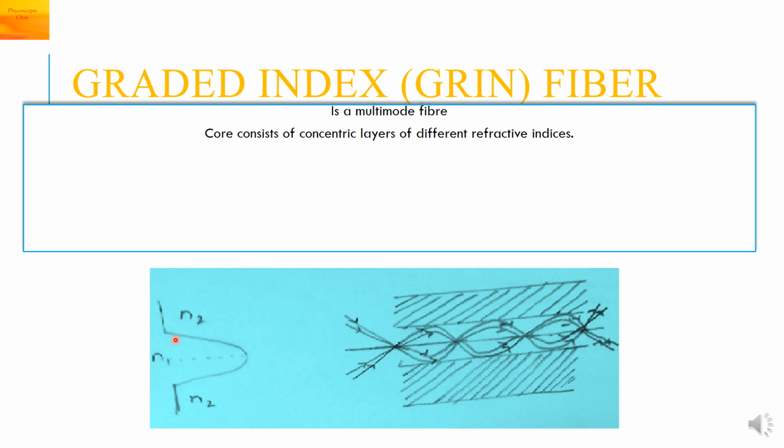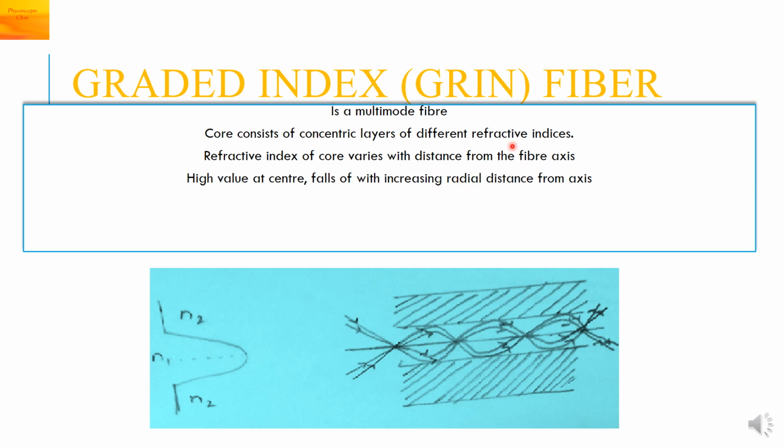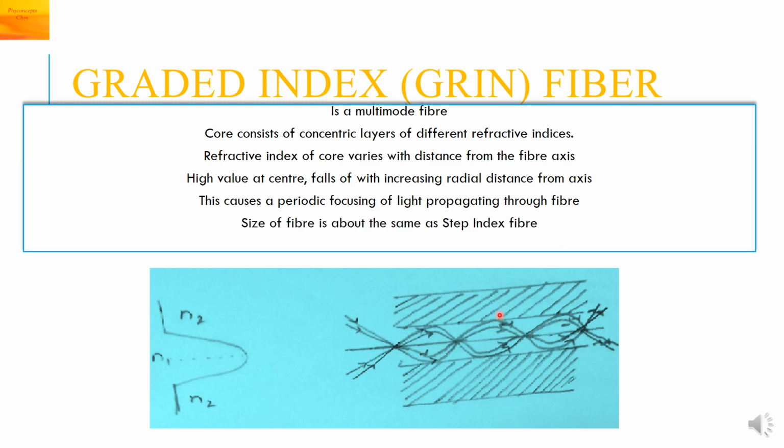Here the refractive index of the core is varying. It is increasing, becoming maximum at the center, and then decreasing. So the refractive index of the core varies with the distance from the fiber axis. It has a high value at the center, and it falls off with increasing radial distance from the axis. Because of that, there will be a periodic focusing of light propagating through the fiber. The size of the fiber is about the same as the step index fiber.